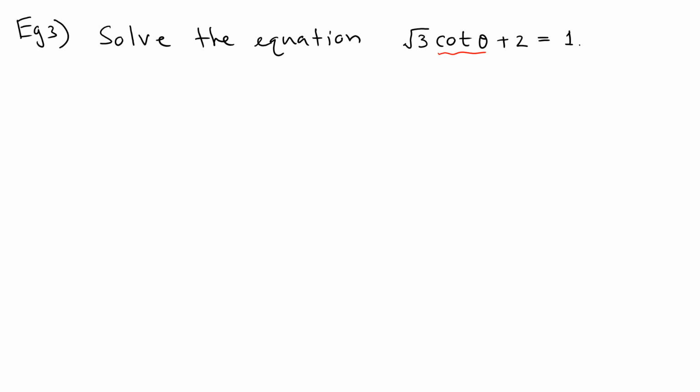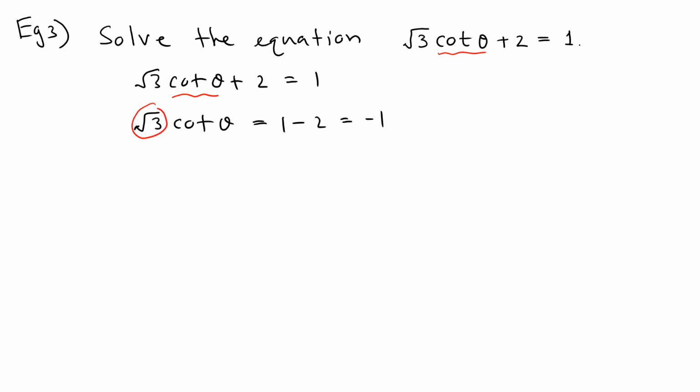We can start with the problem, and we can see we have square root 3 cotangent theta plus 2 equals 1. So we can isolate the cotangent term first. To do that, first we move 2 to the other side, and then we're going to divide by square root 3. So moving the 2 to the other side, it's going to be 1 minus 2, which is negative 1. And then we divide by square root 3. So cotangent theta equals negative 1 over square root 3.